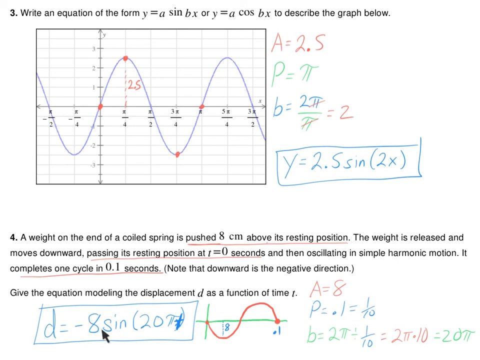Now, why is it -8? Because it's going down first and then back up. And down from the sine is a negative. Your amplitude's 8, but the negative is the motion of how it's working. And sine because you started at rest and you're shrinking down.